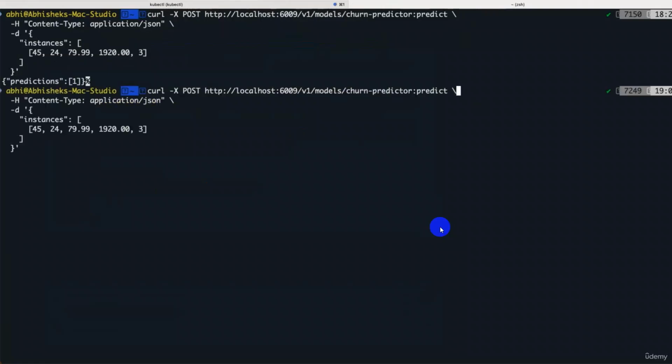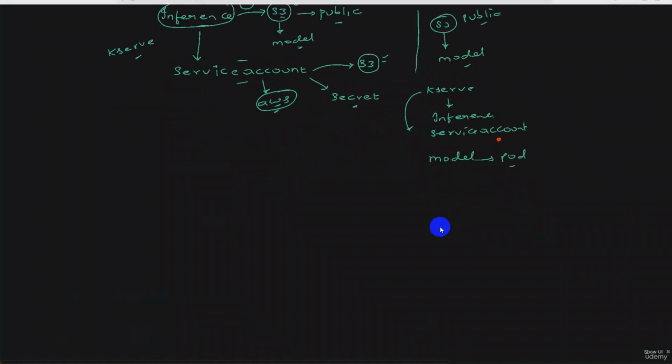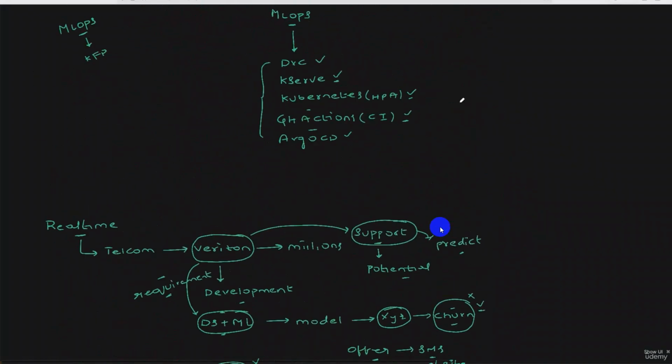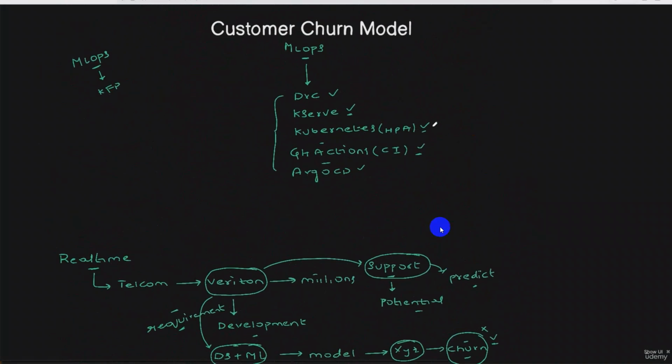So prediction is 1. We can also change something and see. I'll change the support cases to 0. Okay, so still we get the output. That means the churn model is working absolutely fine. We learned how to deploy that to the Kubernetes cluster. So what did we learn till now? We learned how to implement DVC. We learned how to implement KServe. I mean, how to deploy the KServe manifest to Kubernetes as well.